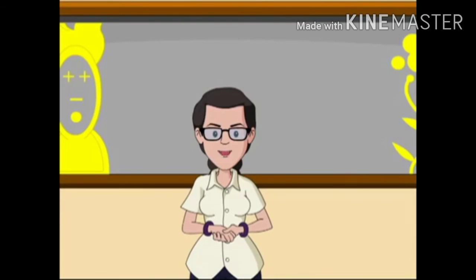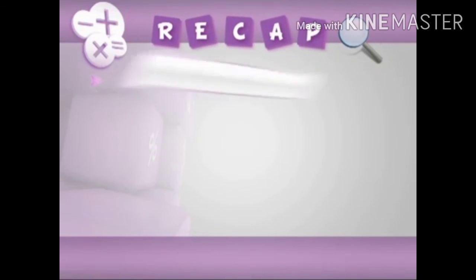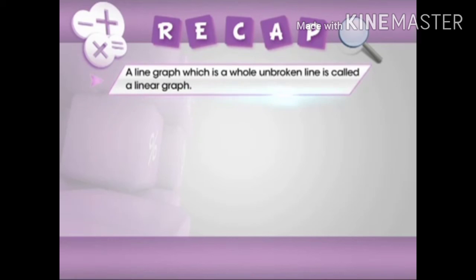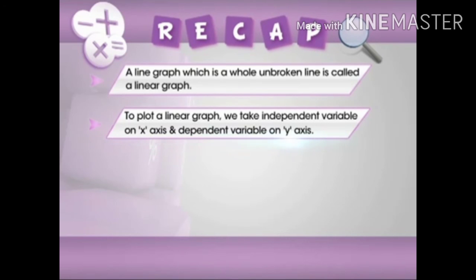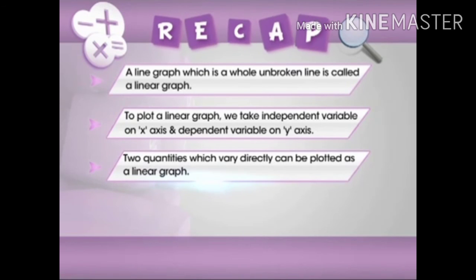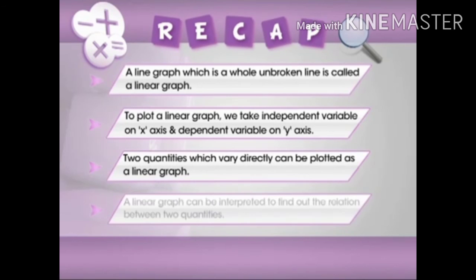Now why don't we take a quick memory jog and revise everything we have learned today? In this module, we have learned the following. A line graph, which is the whole unbroken line, is called a linear graph. A linear graph can be plotted by taking the independent variable on the x-axis and the dependent variable on the y-axis. Two quantities which vary directly can be plotted as a linear graph. A linear graph can be interpreted to find out the relation between two quantities.